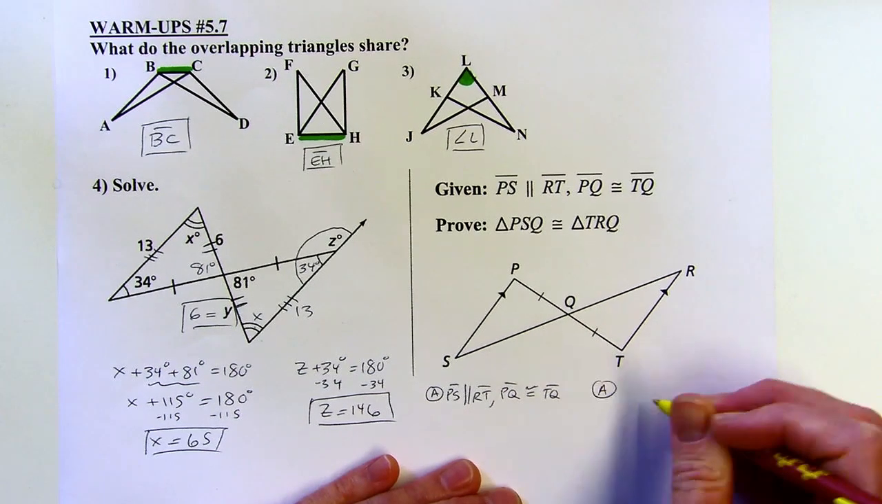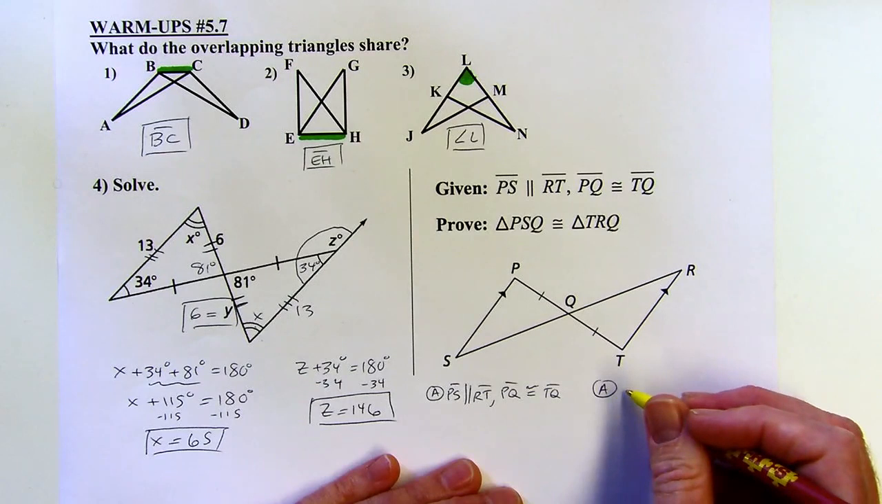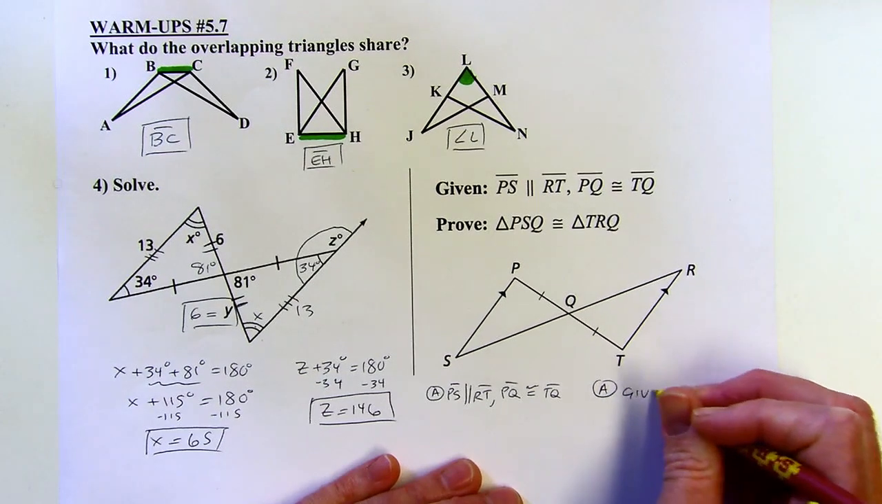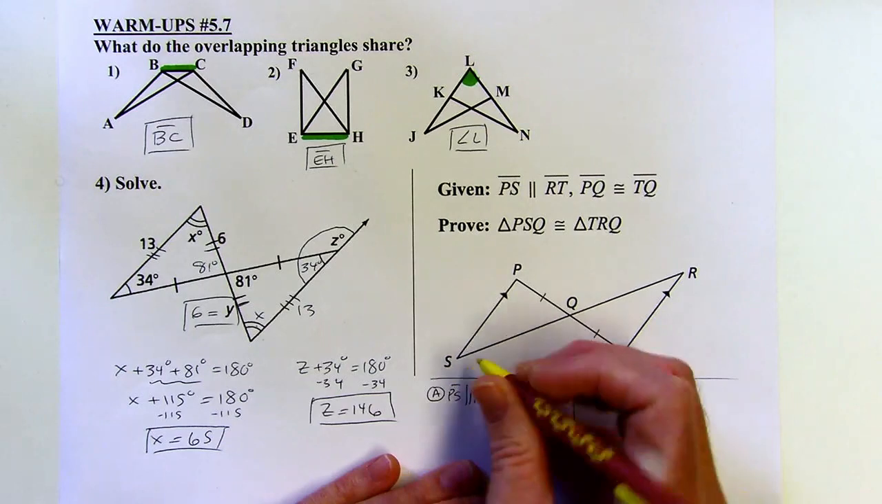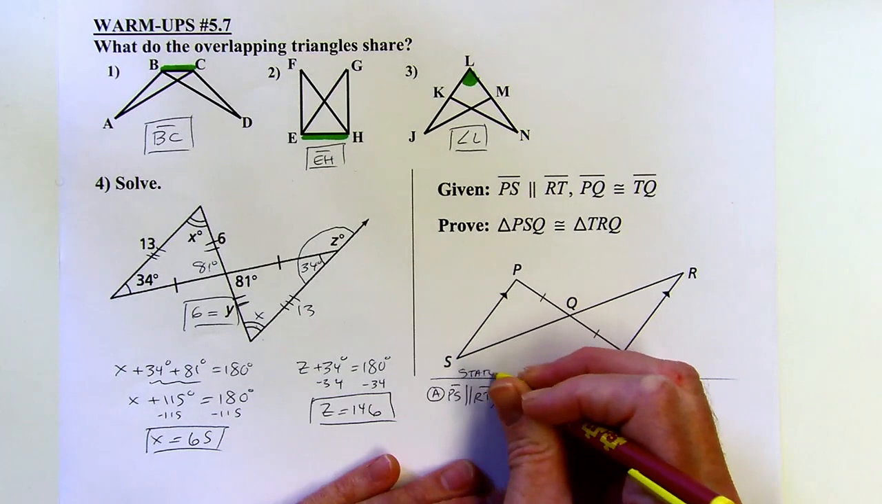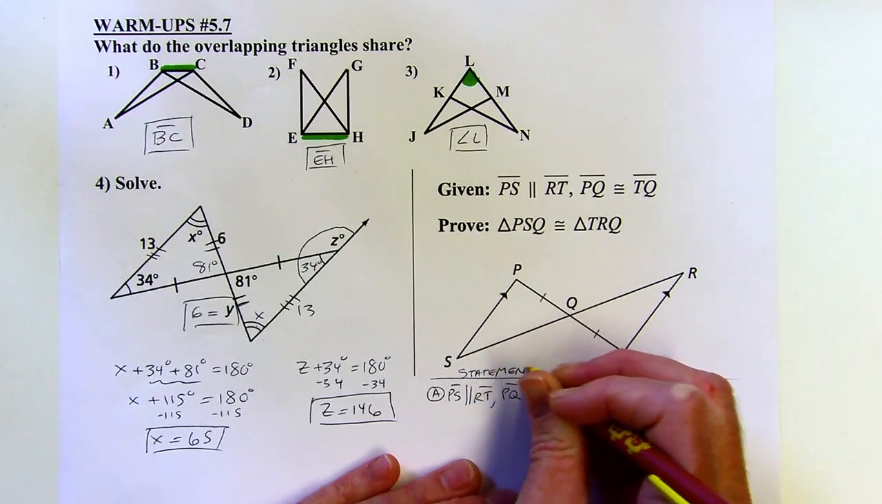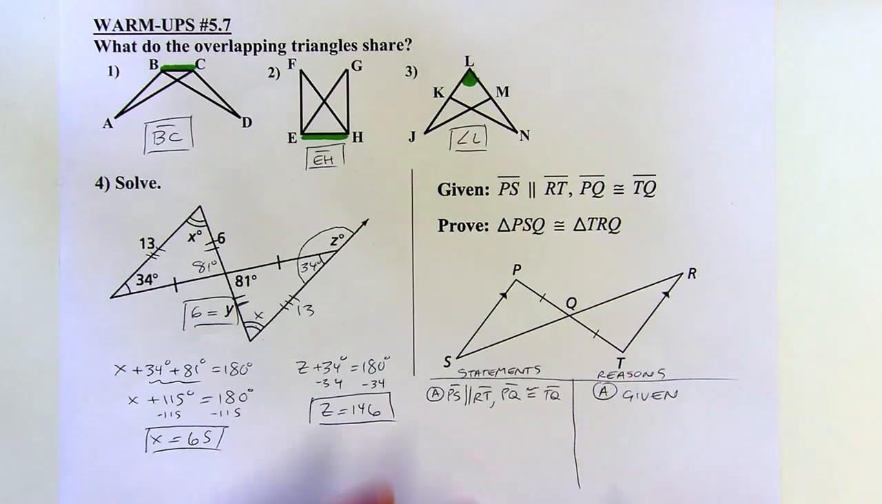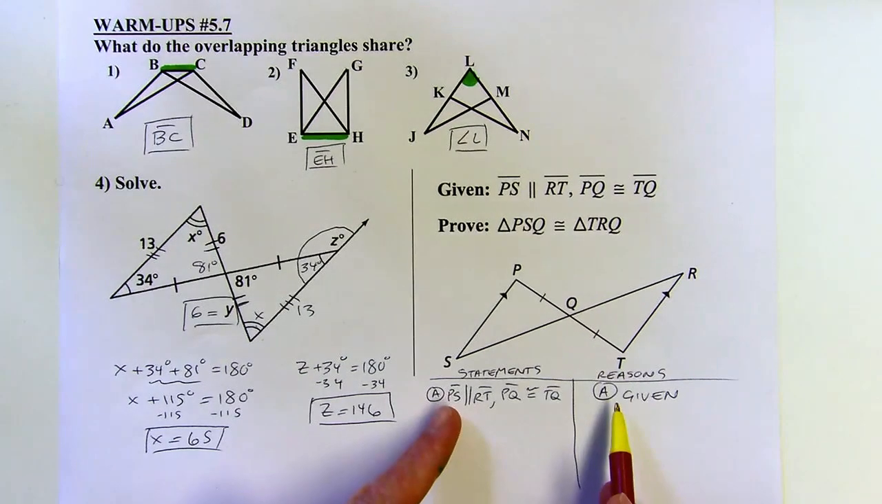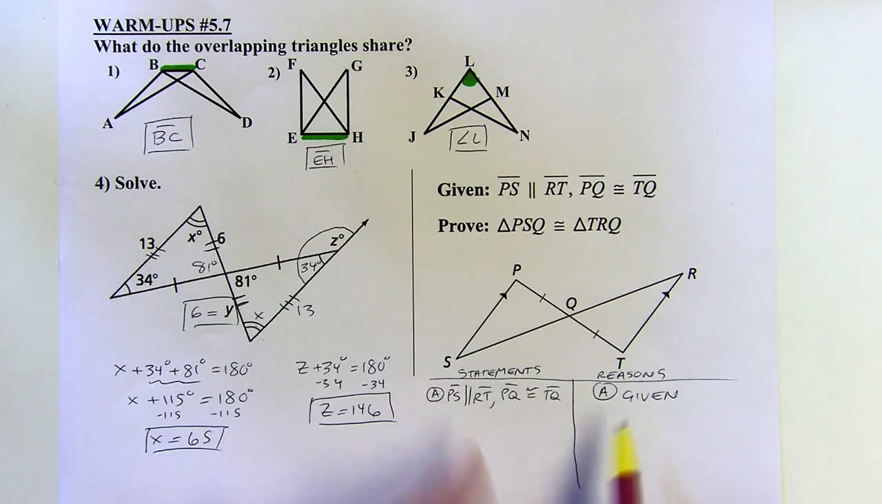Okay, and my reason for that is going to be given. Okay, so I should really write that these are my statements and reasons or justifications on the right. And I like to label everything so I can tell that that statement goes with that reason and so forth. Okay, so that's my given info.